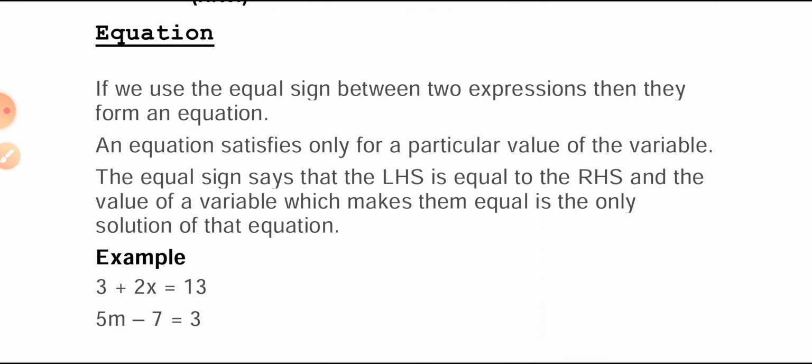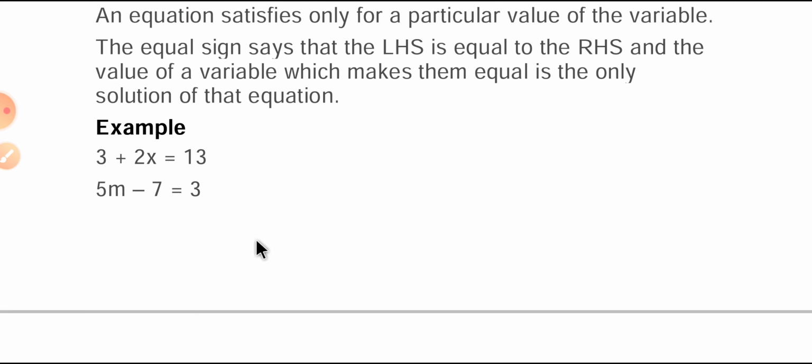Now we'll see what you mean by equation. If we use the equal sign between two expressions, then they form an equation. An equation is satisfied only for a particular value of the variable. What is the meaning of the equal sign? It means that the left hand side is equal to the right hand side, and the value of a variable which makes them equal is the only solution of that equation.